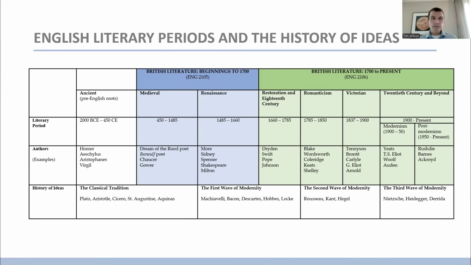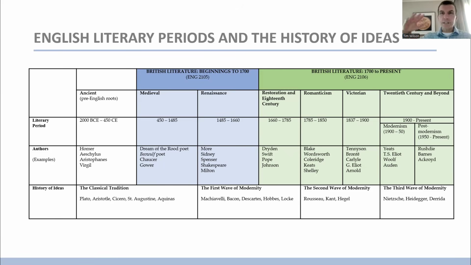Then, starting with the next column, we have medieval literature. This covers a huge span of time, 1,000 years, from around 450 to 1485. We have works such as Beowulf, and authors such as Chaucer in that huge period. And then we have the Renaissance, as I mentioned, around 1485 to 1660, with authors such as Spenser, Shakespeare, Milton.